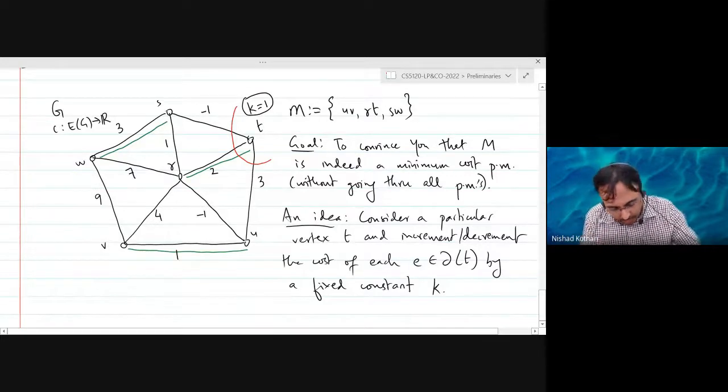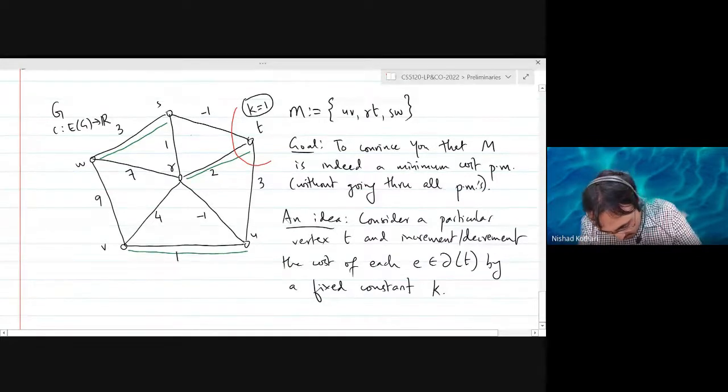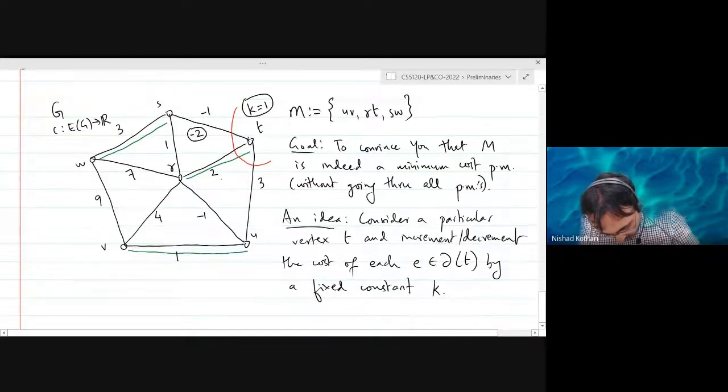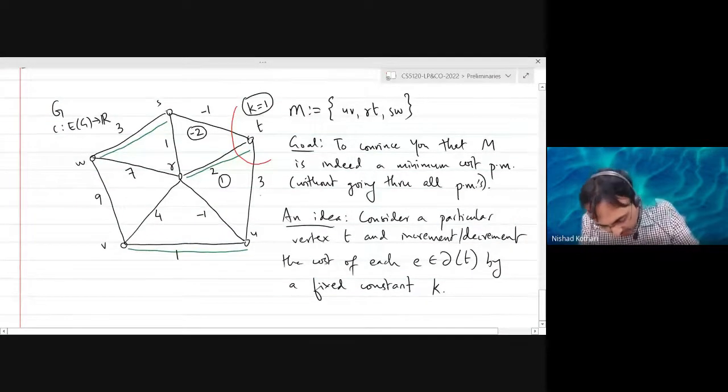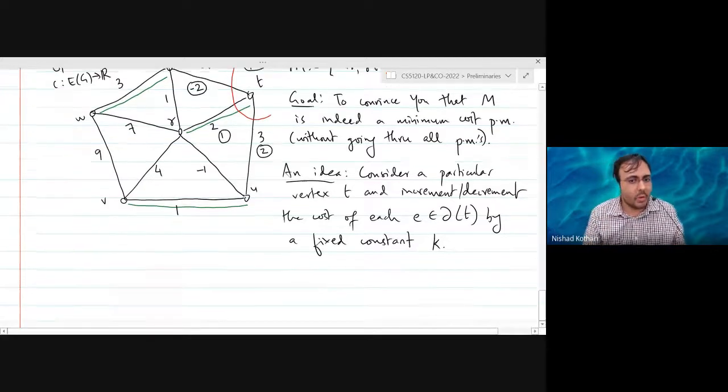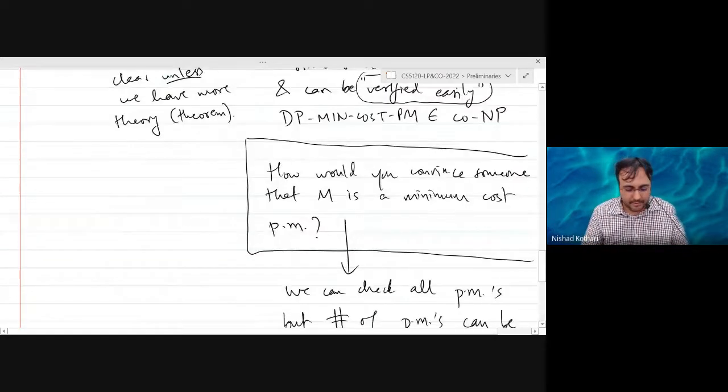Okay, so I'm going to put the new costs in circles. Minus 2, 2 minus 1, 1, and 3 minus 1, 2. Okay, so for all the other edges, my costs are the same as before, but for these three edges, I have perturbed their costs by a constant. So my question to you is, what happens to the cost of each perfect matching?